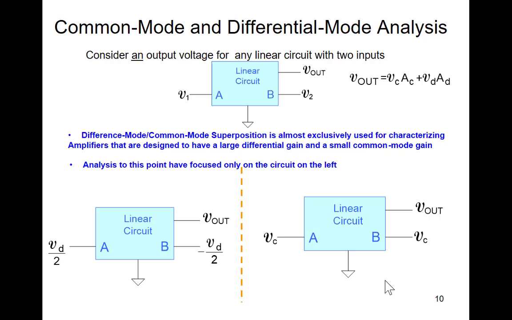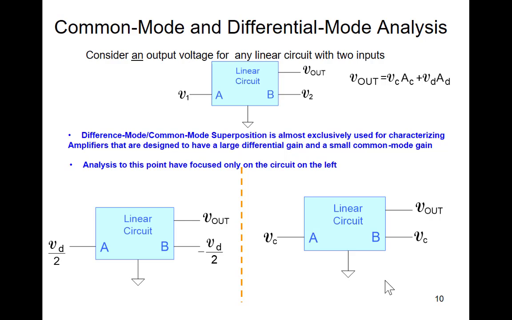And then you can put the common mode input into the two inputs. Again, that's one voltage source, and calculate the V out over V common, and that gives you the common mode gain. Now, this might look like there's two inputs, but there's really not two inputs.